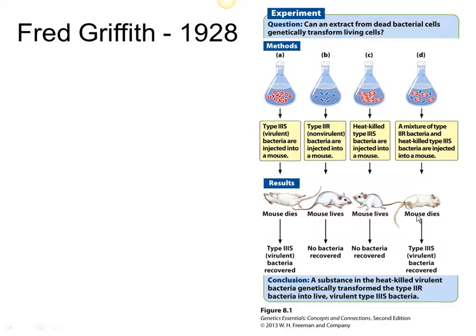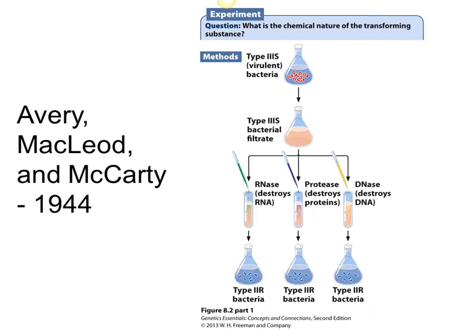So what he knows at this point is that something is going from one cell to another and causing the mouse to die of type S. But Griffith didn't really take this far enough in this experiment, so he never really could conclude that it was the DNA portion of the cell that was causing the transformation.